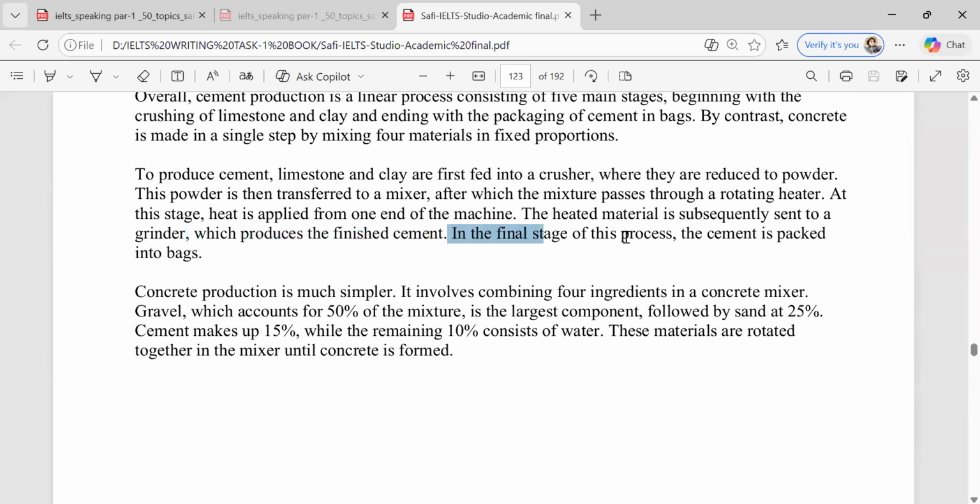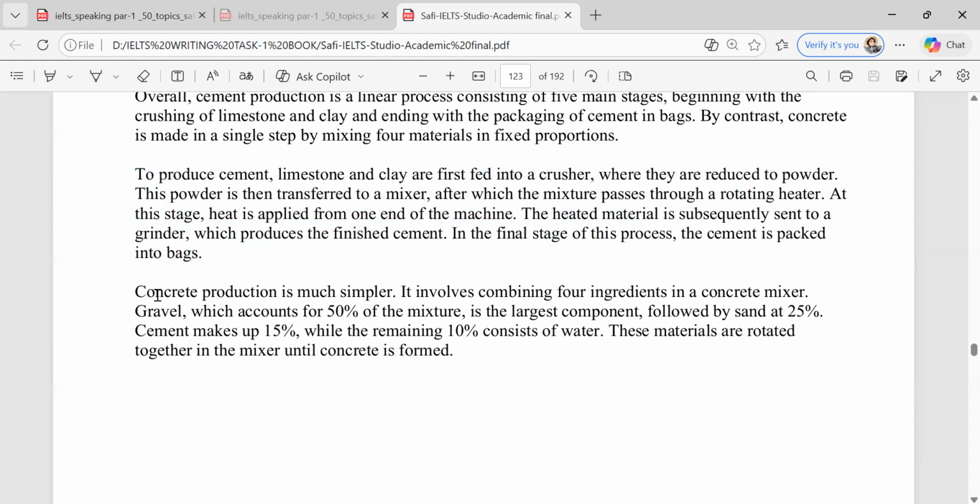In the final stage of this process, can you see this is the sequence? I've used the final stage, I've used subsequently the middle stage, and initially you can write down initially here. In the final stage, the cement is packaged into bags and ready to distribute. This is how you have finished the first paragraph.